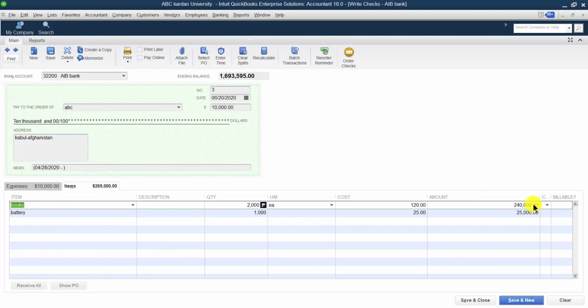Now, as this amount is more and this amount is less, you can click on recalculation. Click on recalculation, it shows the total amount. How much is the total amount? 275,000. So this check is issued for 275,000. You can read this amount here as well, 275,000, right?